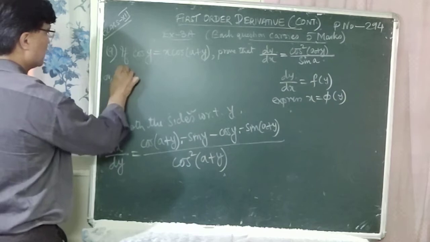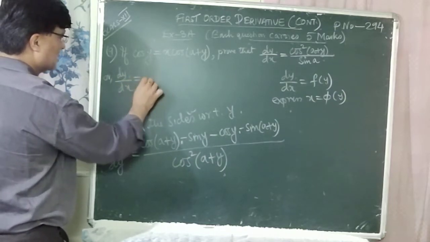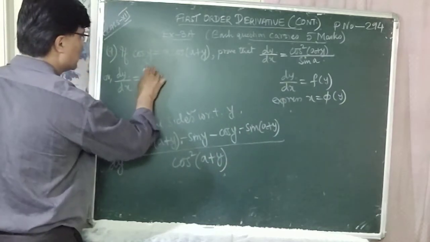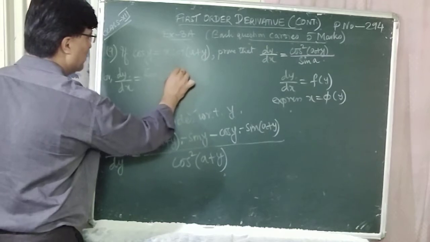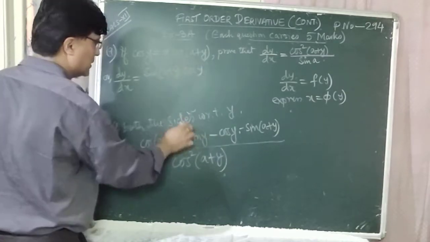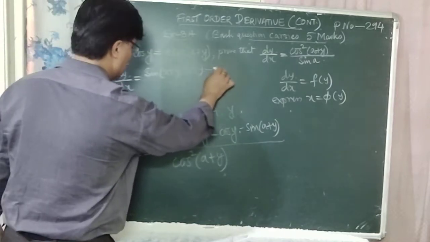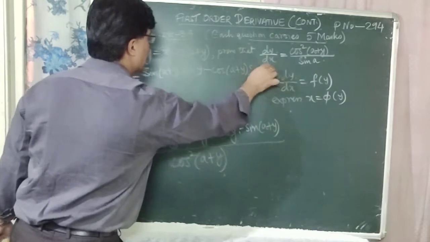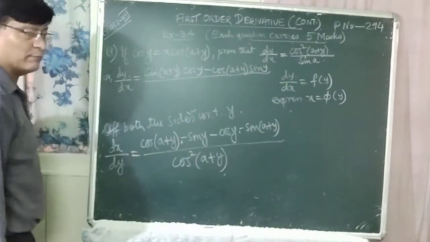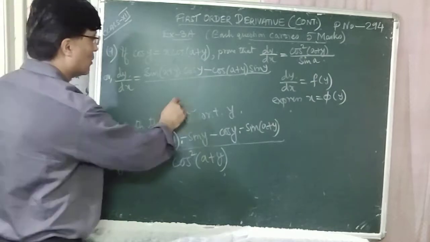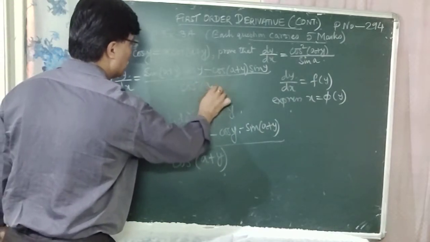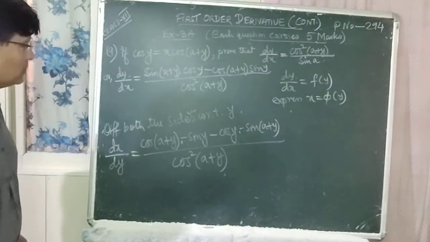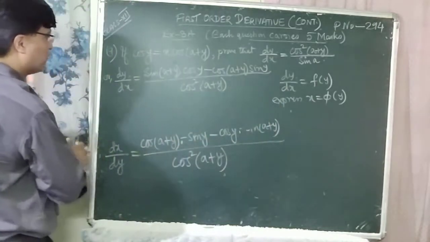dy by dx is equal to, it will be plus sign, isn't it? Minus into minus is plus. Let us write down this term first. That is sin of a plus y into cos y, then comes plus into minus, minus cos of a plus y into sin y, right? So this whole divided by what? Cos square a plus y. Whole divided by cos square a plus y.